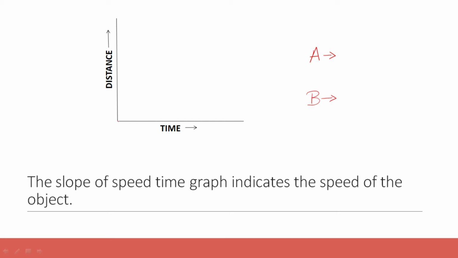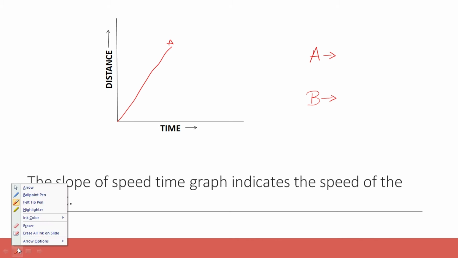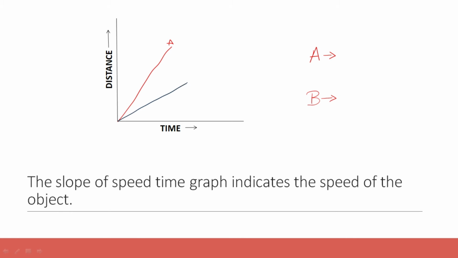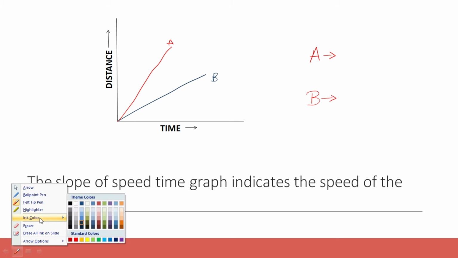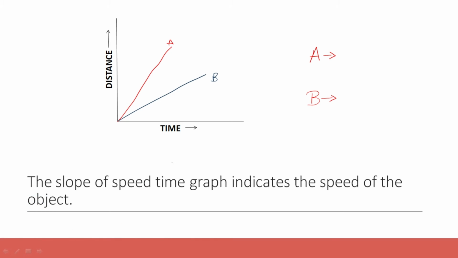So let us say I draw a graph for body A, and it is something like this. Similarly, if we draw a graph for B, let's say it is coming like this. Now how will we come to know which body, A or B, is moving with a faster speed? There is a very simple calculation for this. You have to see the slope of the graph. The more the slope is, the higher the speed of that object.